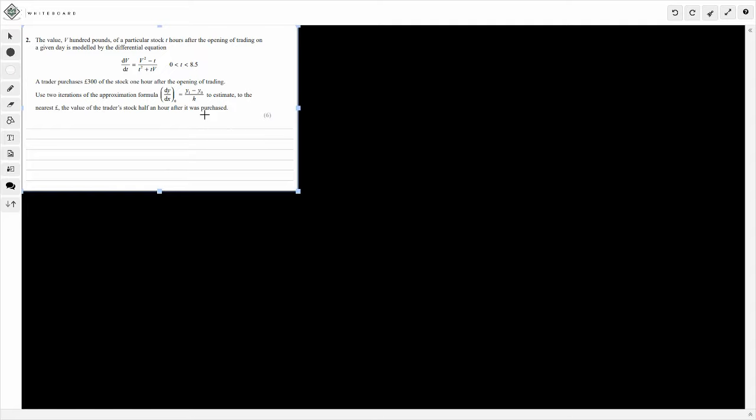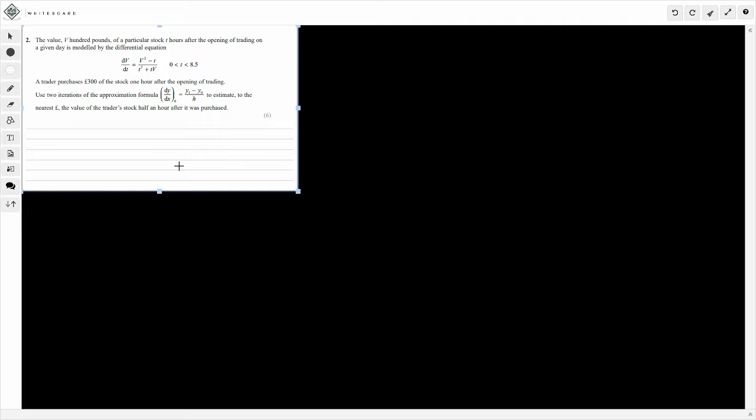It's one of these questions in context, we've got someone who's trading on the stock market, and this is the price of a stock. It's modeled by this differential equation. So it gives us a bit of context. The trader purchased £300 of the stock 1 hour after the opening of trading, and we're asked to use 2 iterations of this approximation formula to estimate to the nearest pound the value of the trader's stock half an hour after it was purchased.